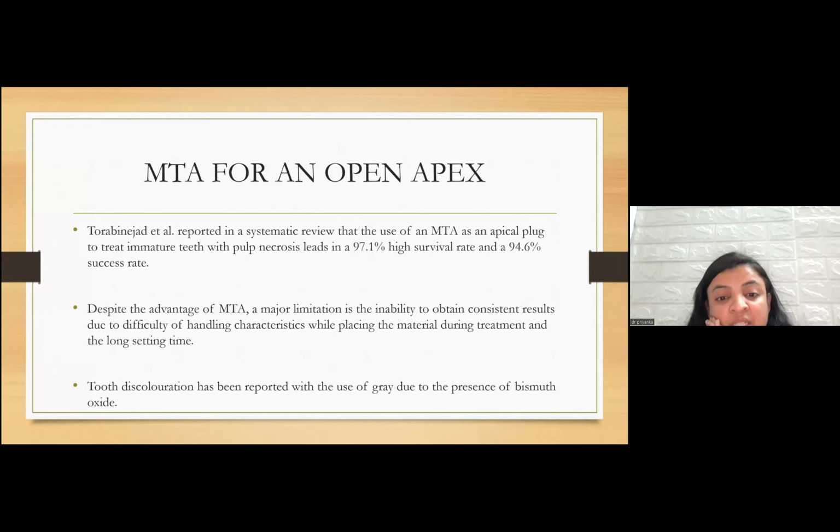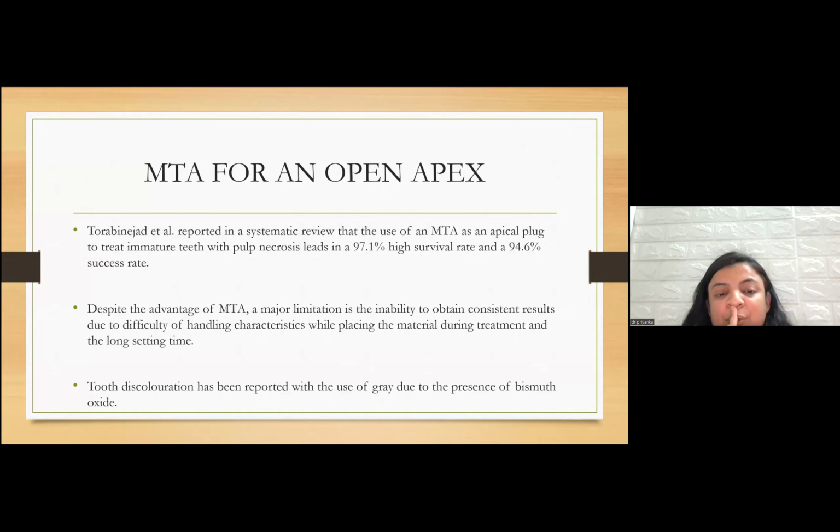Torabinejad et al. reported in a systematic review that the use of MTA as an apical plug to treat immature teeth with pulp necrosis leads to a 97.1% high survival rate and 94.6% success rate. It means whenever you find any open apex, whenever you have root resorption, whenever you have perforation, it is better you seal it with the MTA.